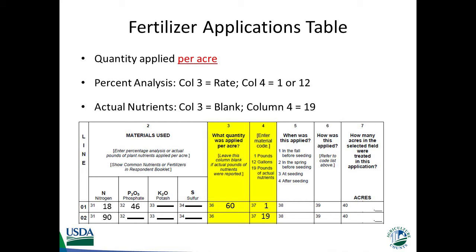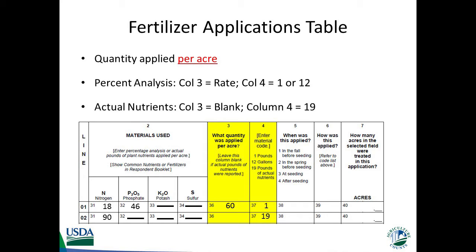For example, suppose an operator indicated that they applied 60 pounds per acre of diammonium phosphate. The percent analysis for diammonium phosphate is 18% nitrogen, 46% phosphate, and no potash, no sulfur. In column 2, we can record the 18% for nitrogen and the 46% for phosphorus and put dashes for potassium and sulfur. In column 3, we enter a 60, and in column 4, we enter a 1 to indicate pounds. You do want to verify that the total application rate is correct.